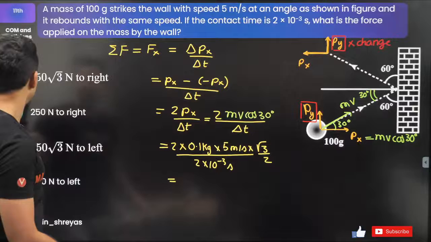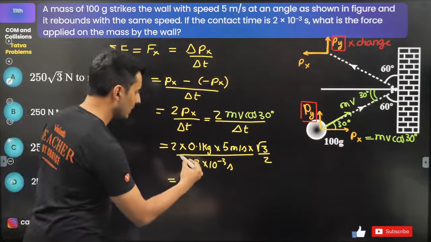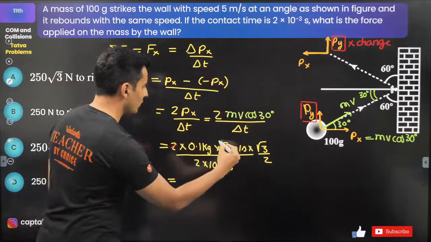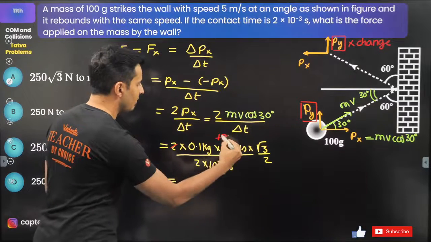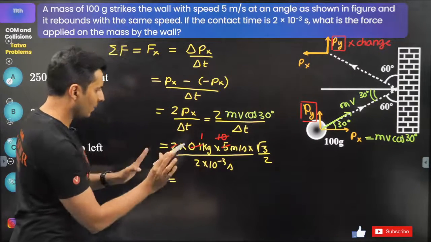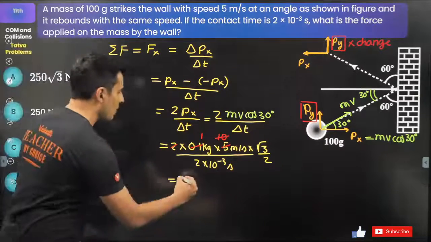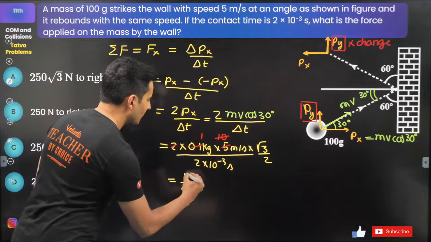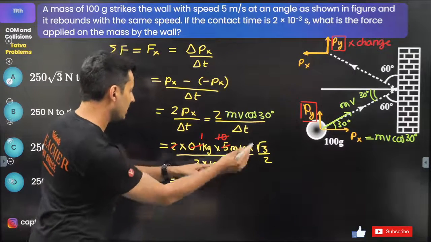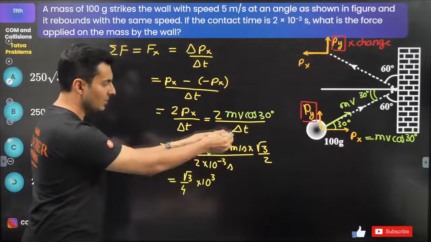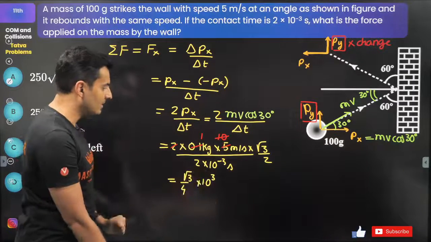Now you can clearly see that this 2 into 5 will become 10, and this 2 into 5 will become 10. This 10 and 0.1 will become 1. And 2 into 2 is 4, so it will become just 1 by 4. This root 3 is on the top. 10 to the power minus 3 goes on the top, and it will become 10 to the power plus 3.